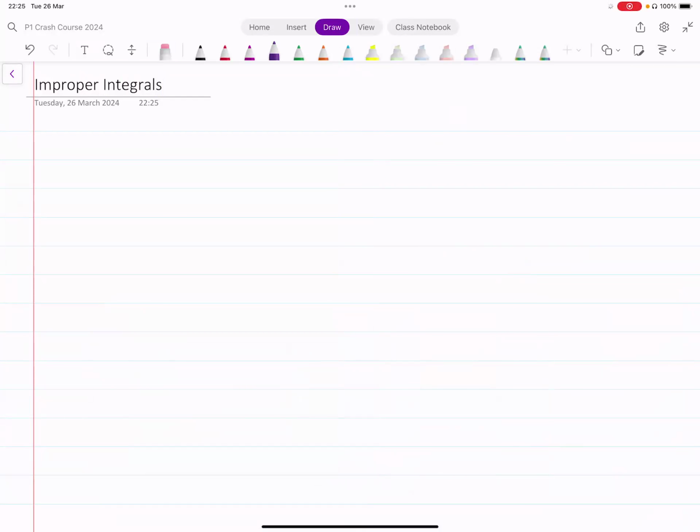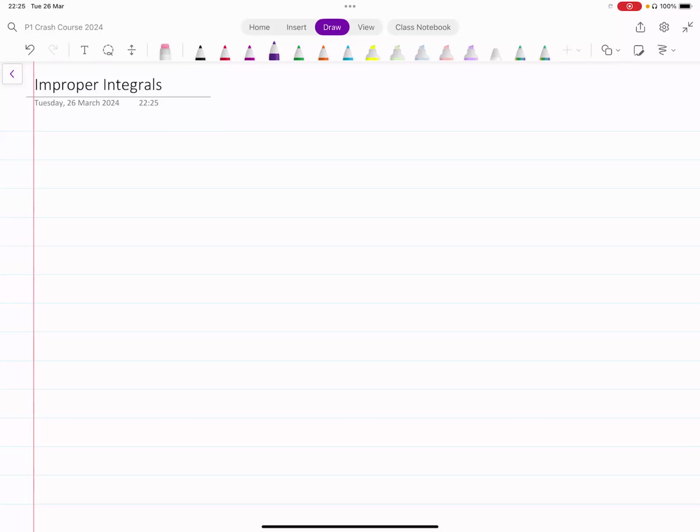Now, what is this about? There are multiple types of improper integrals. In our syllabus, we only have one type. And that particular type is when you have infinity as one of the limits. So when you have infinity as one of the limits in an integral, that is what we would call an improper integral.